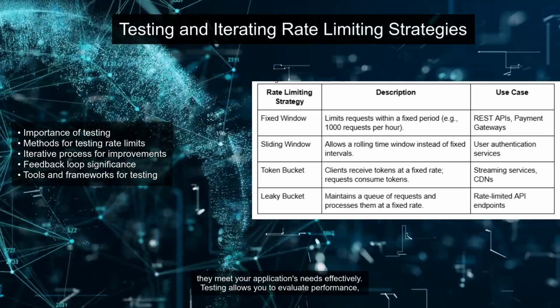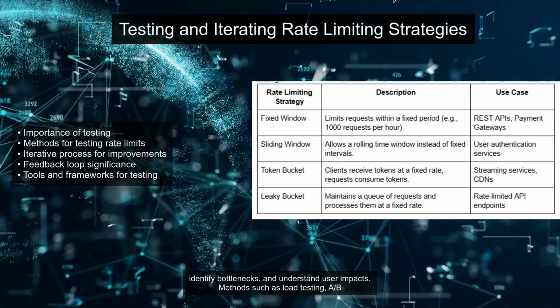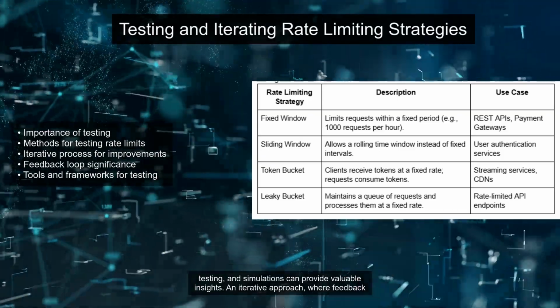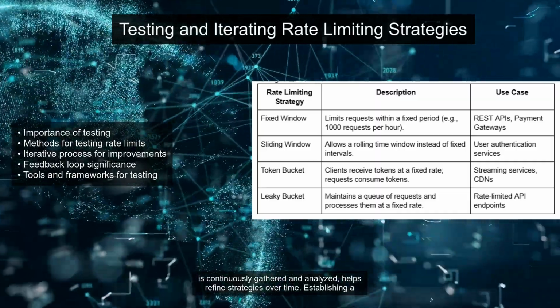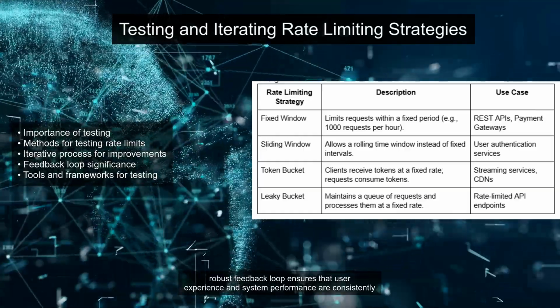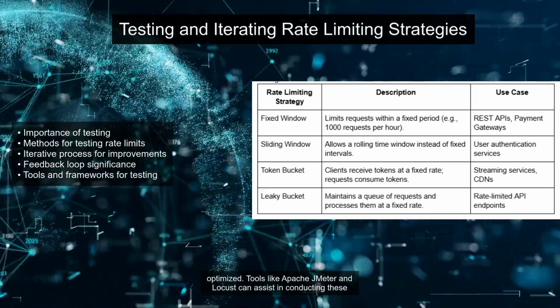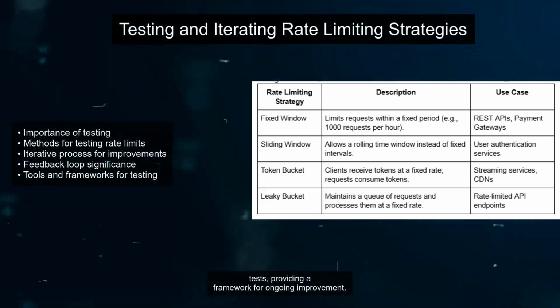Testing and iterating on your rate limiting strategies is essential to ensure they meet your application's needs effectively. Testing allows you to evaluate performance, identify bottlenecks, and understand user impacts. Methods such as load testing, A/B testing, and simulations can provide valuable insights. An iterative approach, where feedback is continuously gathered and analyzed, helps refine strategies over time. Establishing a robust feedback loop ensures that user experience and system performance are consistently optimized. Tools like Apache JMeter and Locust can assist in conducting these tests, providing a framework for ongoing improvement.